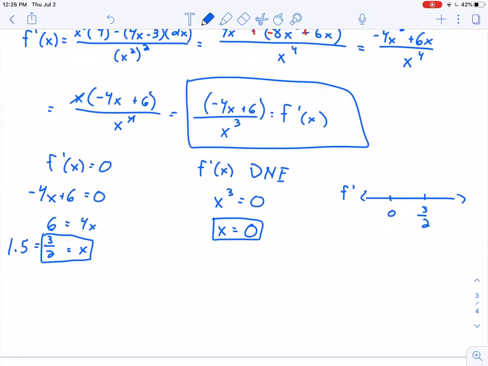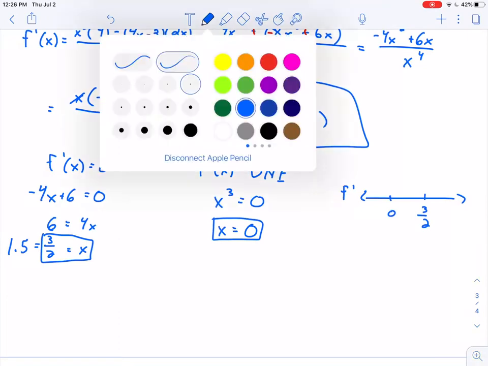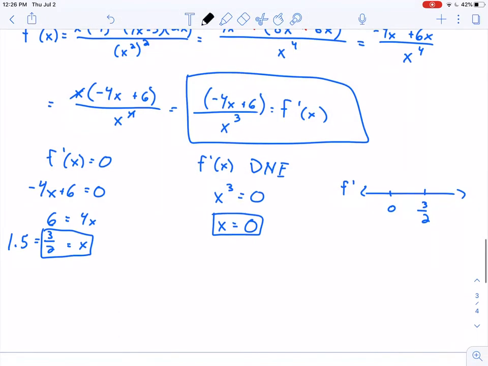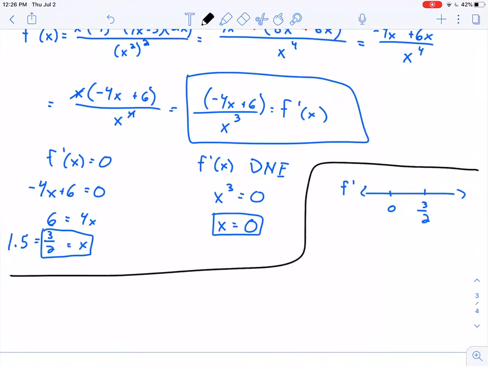So why don't we start with, how about negative 1? And let's change our color here just so that we don't have so much blue going on. Let's start with negative 1 here. F prime of negative 1. This is negative 4 times negative 1 plus 6 all over negative 1 to the 3rd. So I've got 4 plus 6 over negative 1. This is 10 over negative 1, which is negative 10. So what does that mean? My first derivative is negative. My function must be decreasing on the left-hand side of 0.